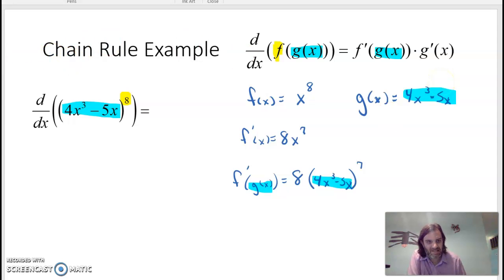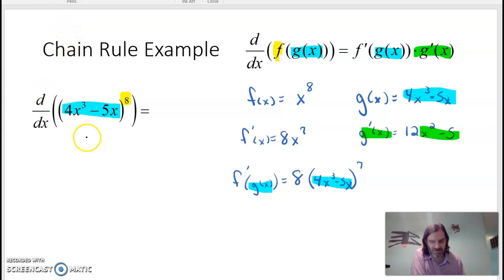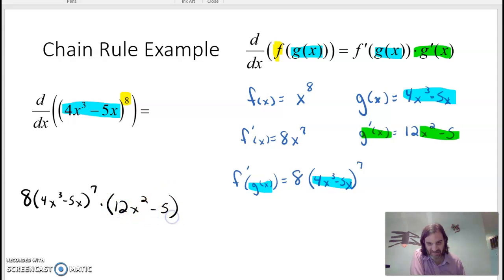Okay. And we got to take the derivative of the g part, so g prime. Derivative of 4x cubed is 12x squared. Derivative of negative 5x is negative 5. So that is the g prime there. So let's put all that together. We came up with f prime of g to be 8 times 4x cubed minus 5x to the 7th, and that will be times g prime, which will be 12x squared minus 5.